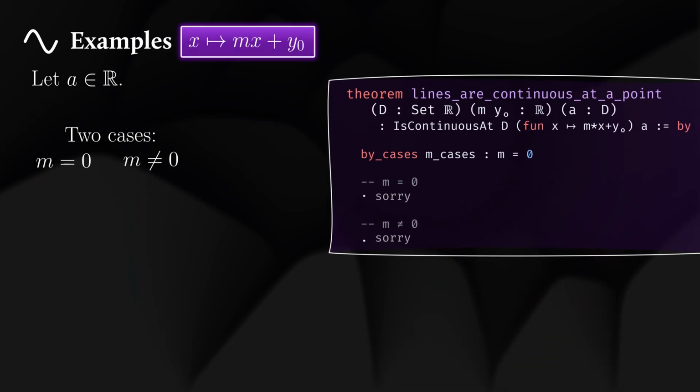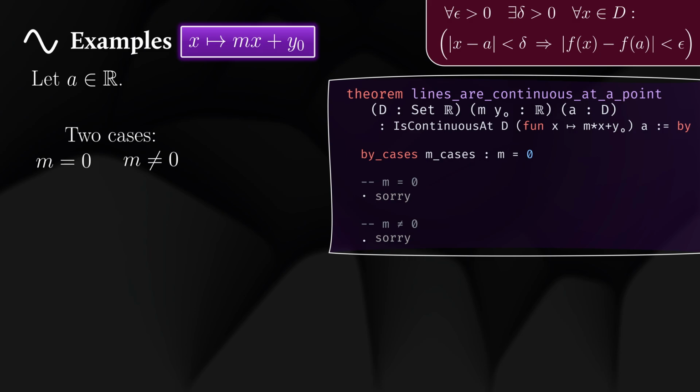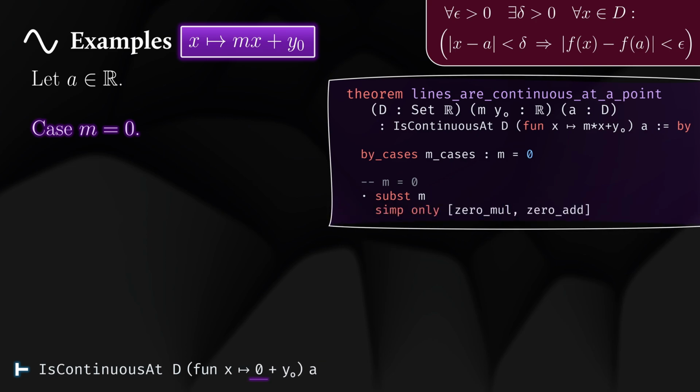Again, we remind ourselves of the definition of a continuous function, and then let's get started. So in the first case where m is 0, then our function is just a constant function with the offset given by y naught, and we can reduce that to the facts that we've already shown, namely that any constant function is continuous. Okay, one step at a time. We have to show now that this function here is continuous. What we can do now is plug in the m, so we substitute m for 0, and then use the fact that 0 times x is just 0, and then 0 plus y naught is just y naught.